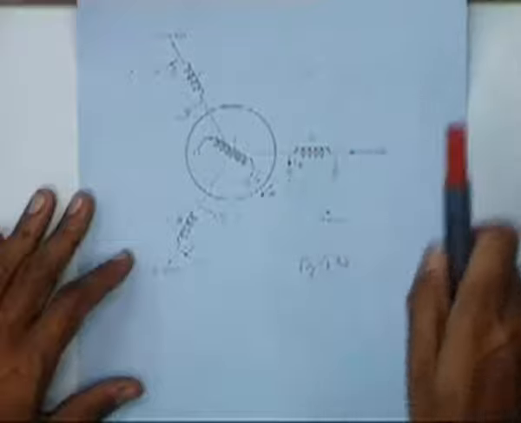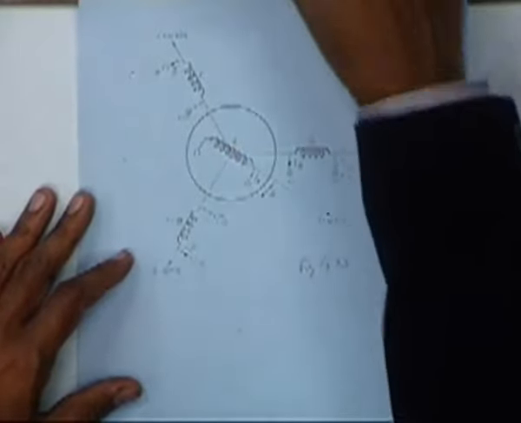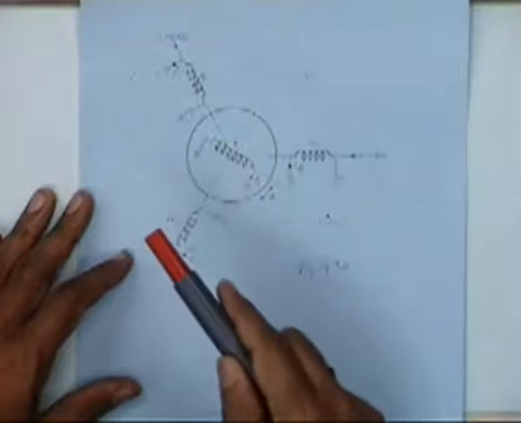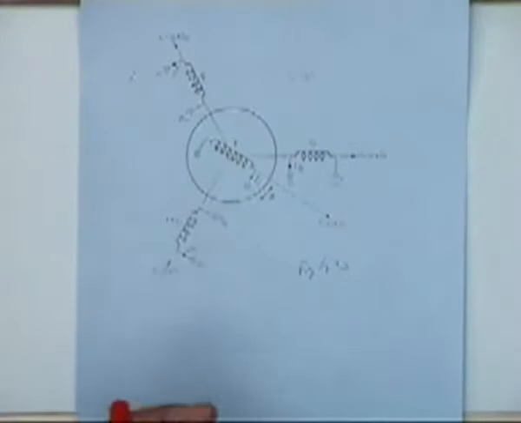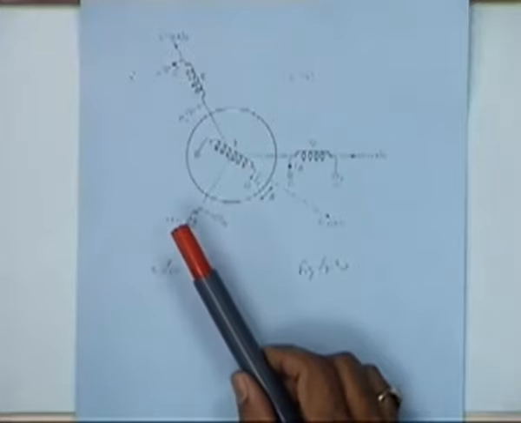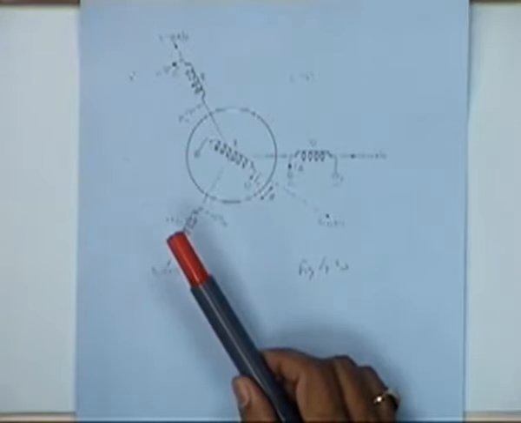Now, we have seen how we can get the voltage induced if you put one single coil in the case of a synchronous machine. But supposing we put, let us say, 3 coils like this, A phase, B phase and C phase, and we are likely to get a different situation.